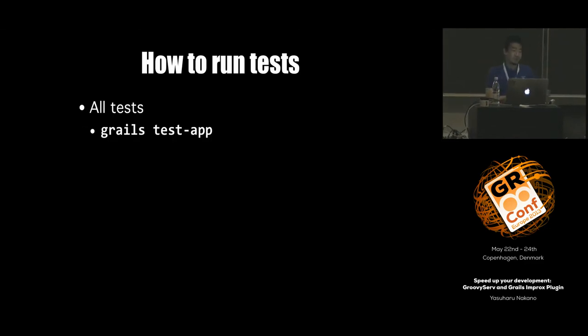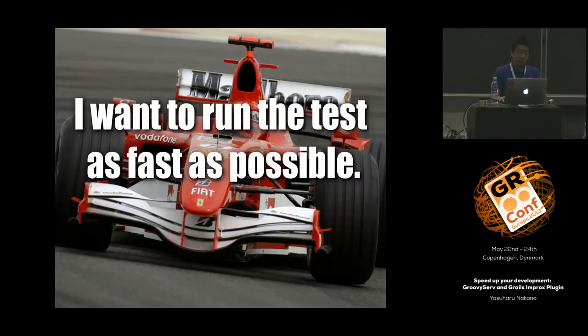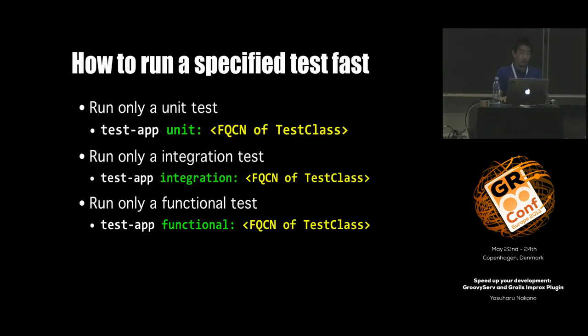How to run tests? To run tests in Grails, you can use the test-app command. Without arguments, the command runs all tests, including unit and integration tests. But while I'm writing a test, I want to run only it, because running all tests takes too much time. Well, I want to run the test as fast as possible. Okay. To run a specified test as fast as possible, you should do this.